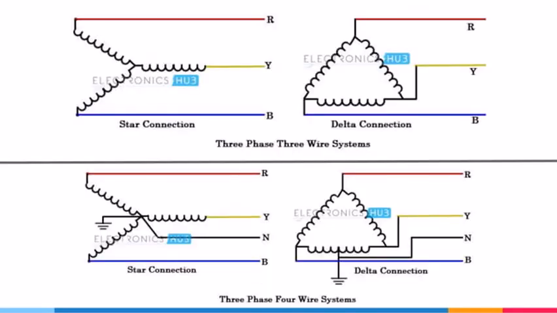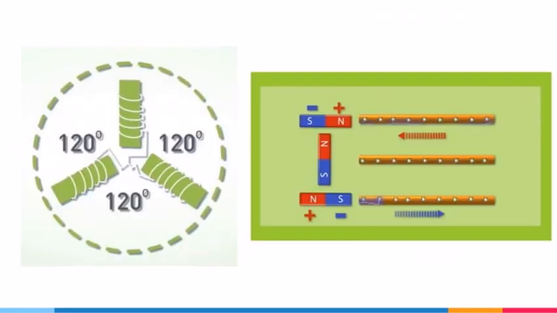So this is the other example. Three phase three wire systems and three phase four wire systems. There are two types of connection. First, in the three phase three wire system, there is no neutral, it only has the three conductors, that is the star connection and the delta connection. Whereas the second one is a three phase four wire system, which also has the neutral. That is the star connection with the neutral, and the delta connection with the neutral.